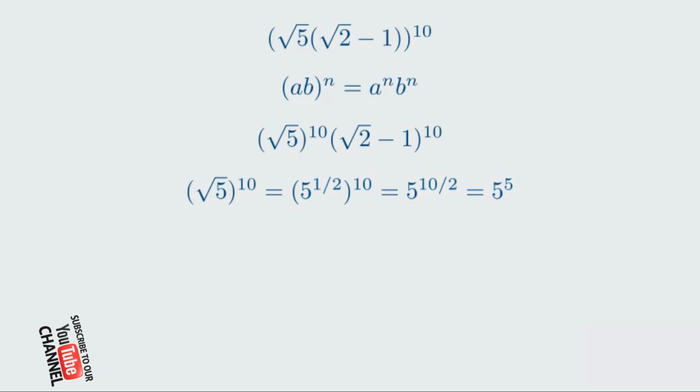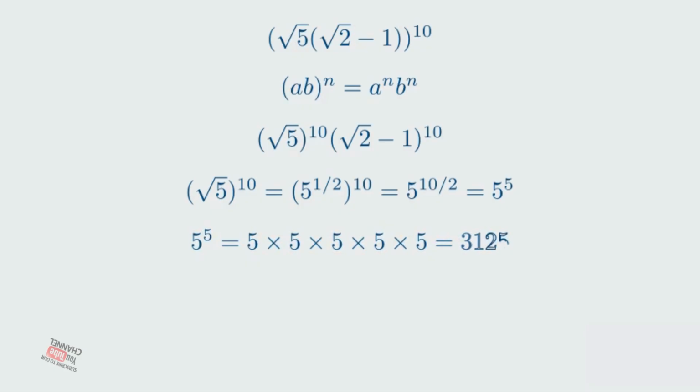5 to the 5th power is 5 multiplied by itself, 5 times. This calculates to 3,125. This is a big part of our final answer. We've simplified the first part of our expression to 3,125. Now let's focus on the second part. We need to simplify the quantity square root of 2 minus 1, all to the 10th power.